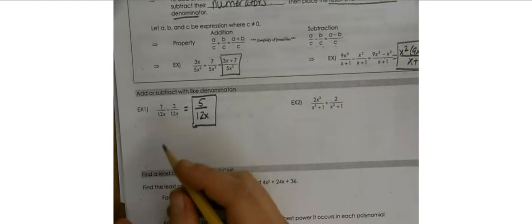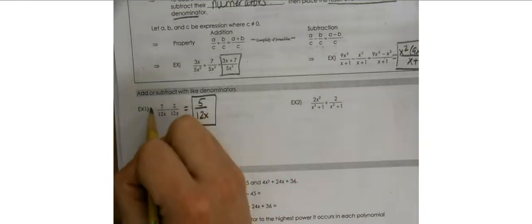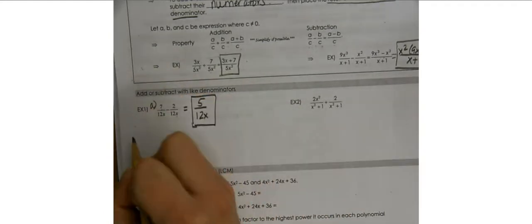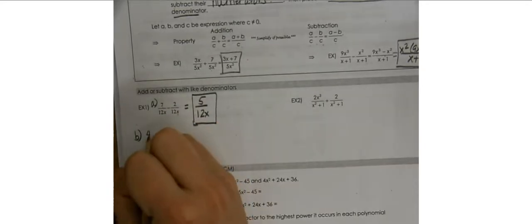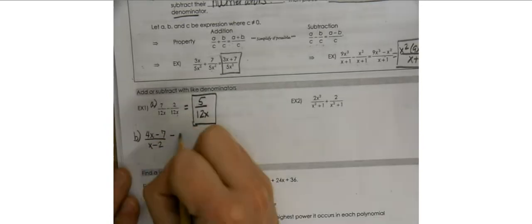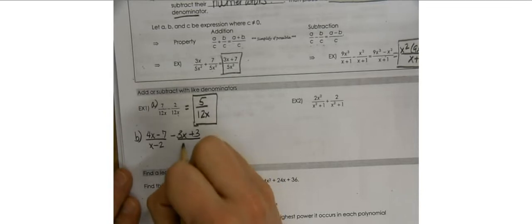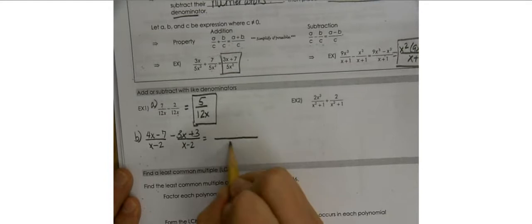Before we go on to example number 2, I want to show you a second example. So we're going to call that example 1, and I'm going to call this example 1 letter A, and here's example 1 letter B. And the reason why I want to show you this is because I don't want you guys to make a common error. So here's our example. We have 4x minus 7 all over x minus 2 minus 3x plus 3 all over x minus 2. Now we have a common denominator, and that denominator is x minus 2.